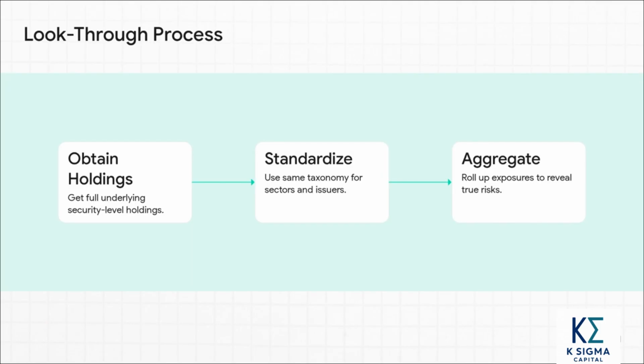It takes 3 distinct steps. First, you have to obtain the full security-level holdings from each and every fund. Second, you absolutely must standardize the data using the same taxonomy for sectors and issuers, otherwise the data is just noise. And third, aggregate it. Roll up all those exposures by sector, issuer, and region. Boom! Suddenly, a totally opaque portfolio becomes a highly transparent map revealing your true risks.